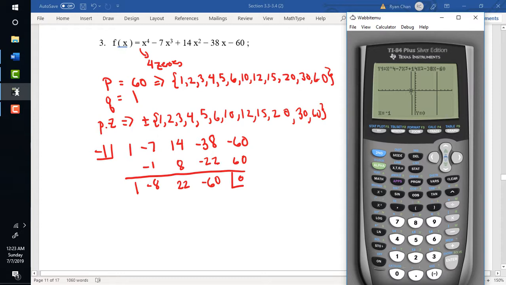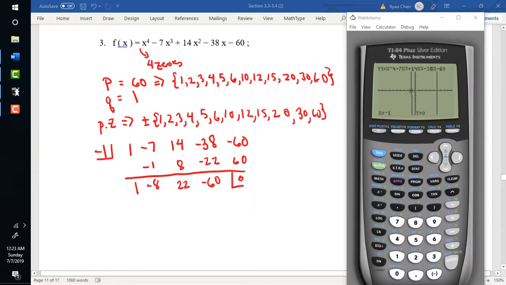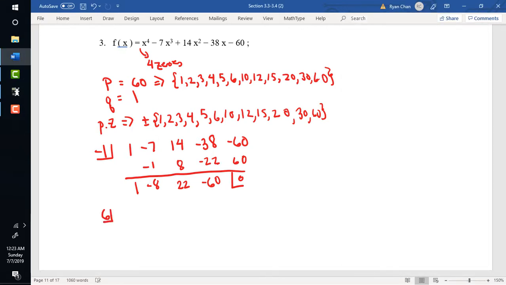Okay, so we have 6 as our potential other 0. So let's look at 6. And then remember, you keep reducing as you go along. Don't start over, okay? Because that's not going to be helpful. You want to actually reduce as you go along. So I have 1, 6, -2, -12, which is 10, and then 60, and we're good.